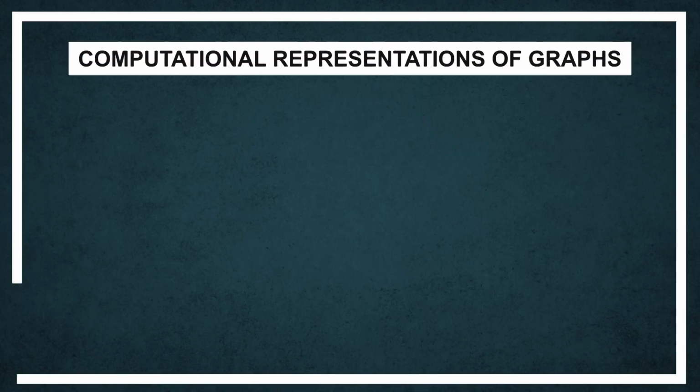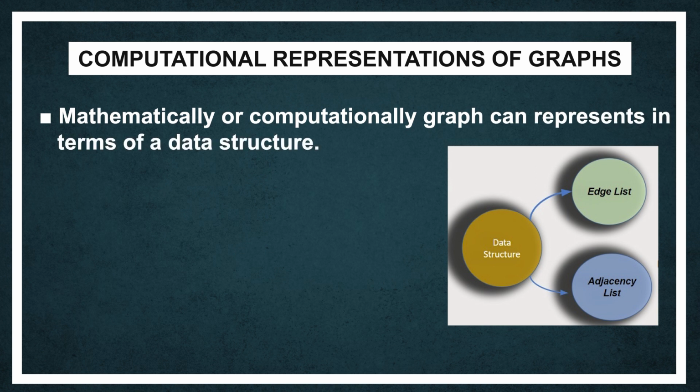Now that we have a graph, we need to represent it mathematically or computationally in terms of a data structure. Here we will review some basic concepts of computational representation of a graph. A number of data structures, ranging from simple to efficient, are available for handling graphs. A graph can be represented basically by two lists, the edge list and the adjacency list.